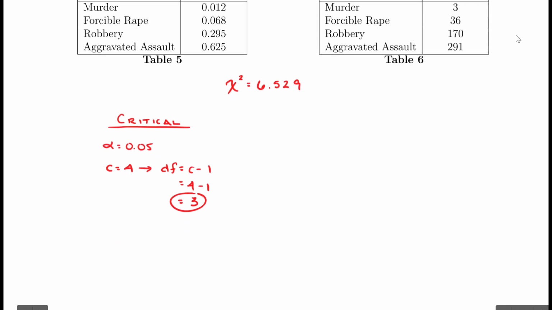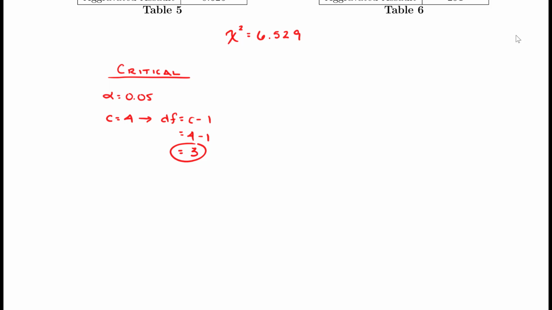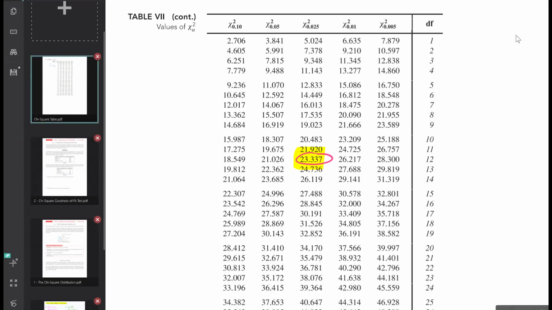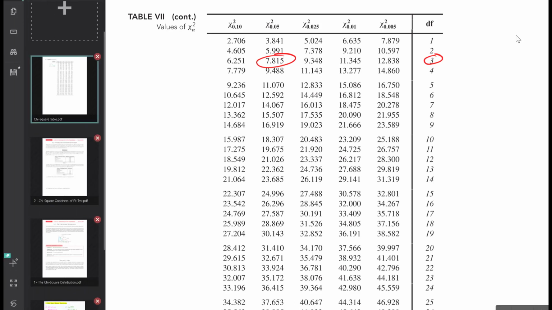So we are going to go to our chi-squared table. We're going to find chi-squared of 0.05. This is the value that we are looking for. There's our alpha value with 3 degrees of freedom. Let's go to the table, and we have degrees of freedom 3, 0.05, and we get that that value is 7.815.